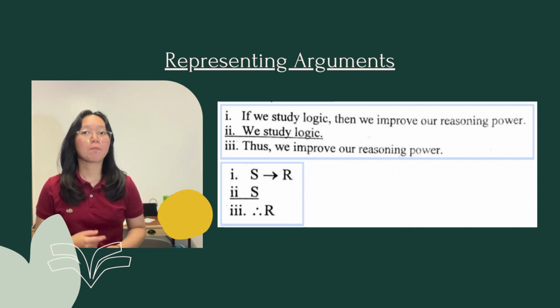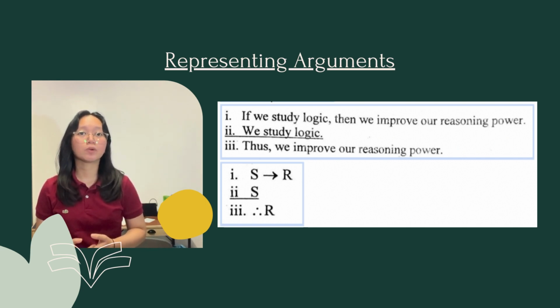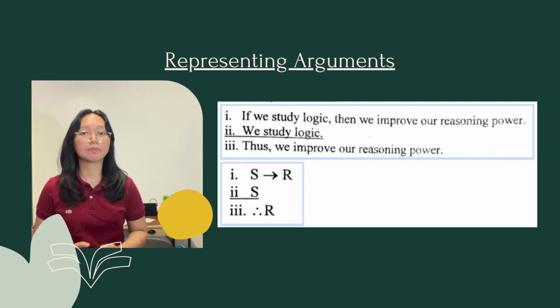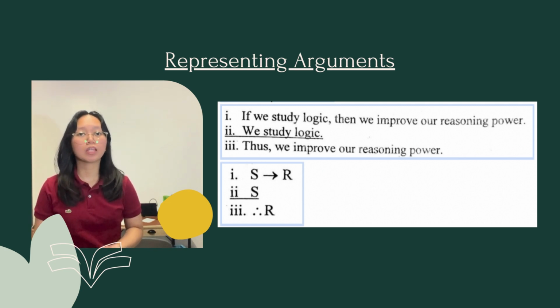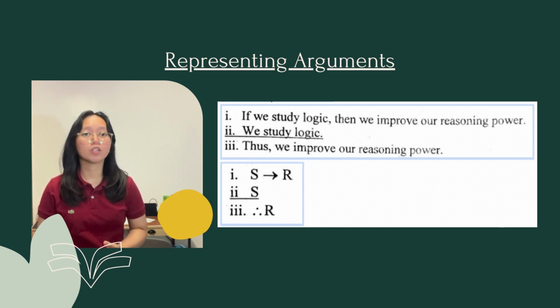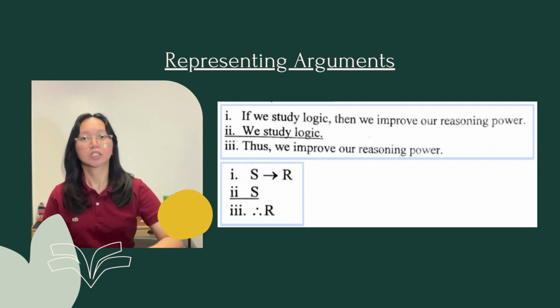In part 1, it is a compound statement using the conditional symbol, and part 2 is the simple statement from one of the simple statements in the compound from part 1. That's why it is represented by S. And for part 3, it is represented by the 3 dots because it is a conclusion, and the capital letter R because it is the same simple statement from one of the simple statements from part 1.